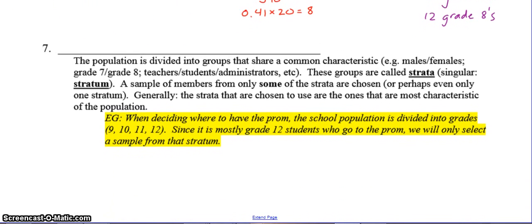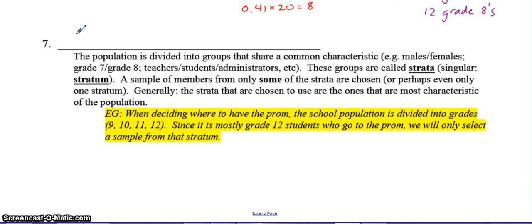Okay, number 7 is called a cluster sample. So in a cluster sample, the population is divided into groups, again, into strata. But in this case, a sample of members is taken from only one or some of the strata. Generally, the strata that are chosen are usually the ones that are more characteristic of the population.